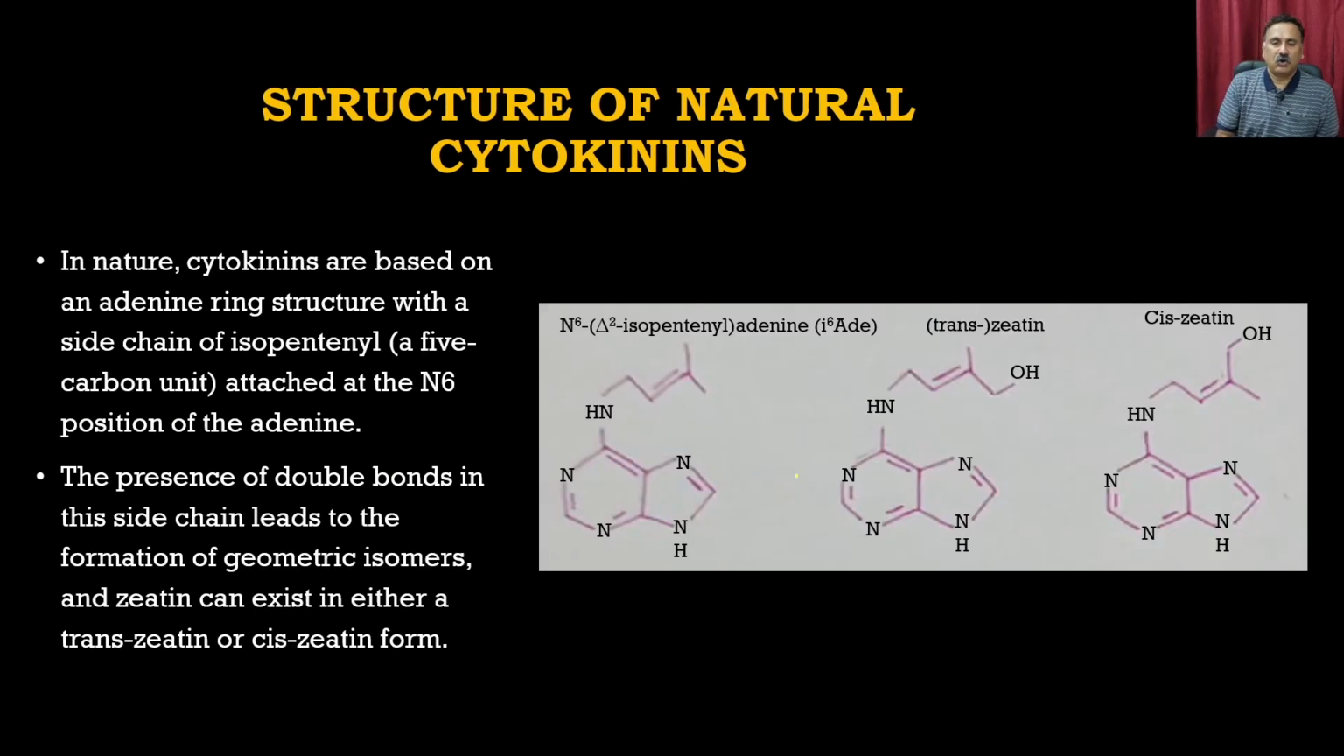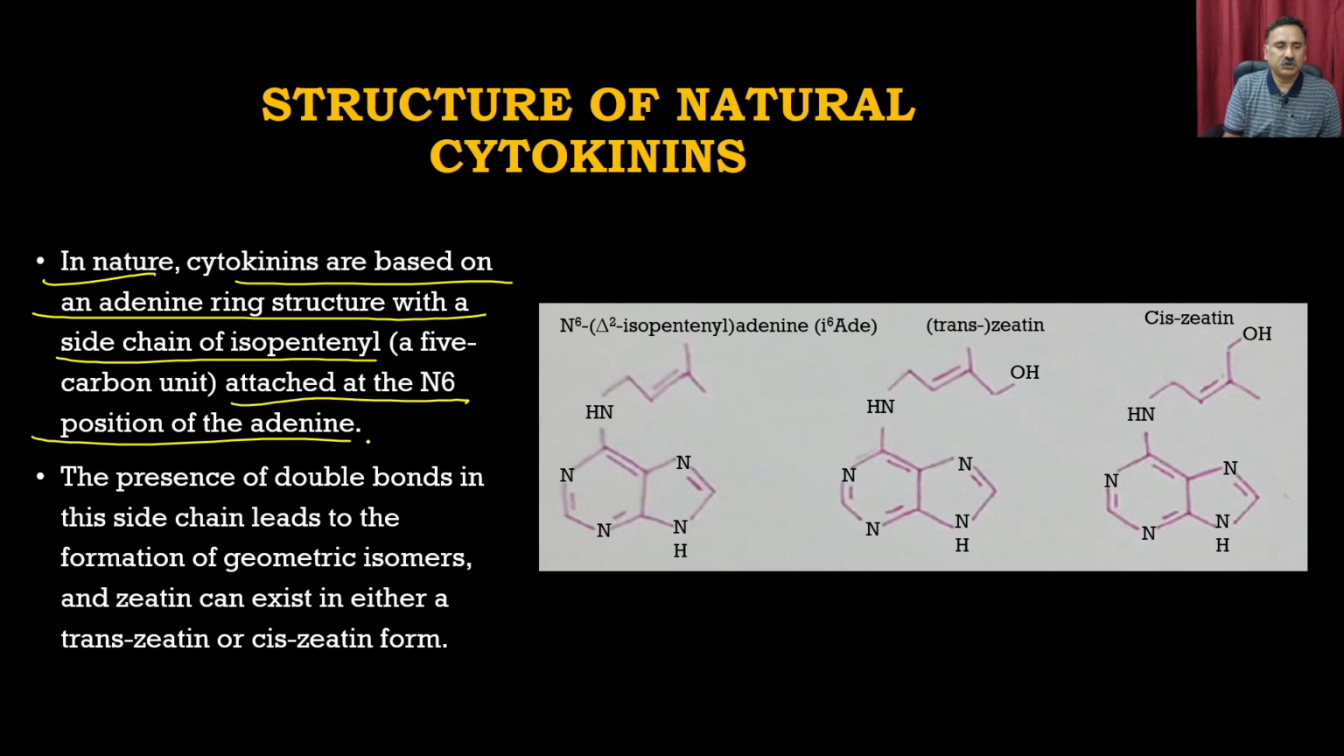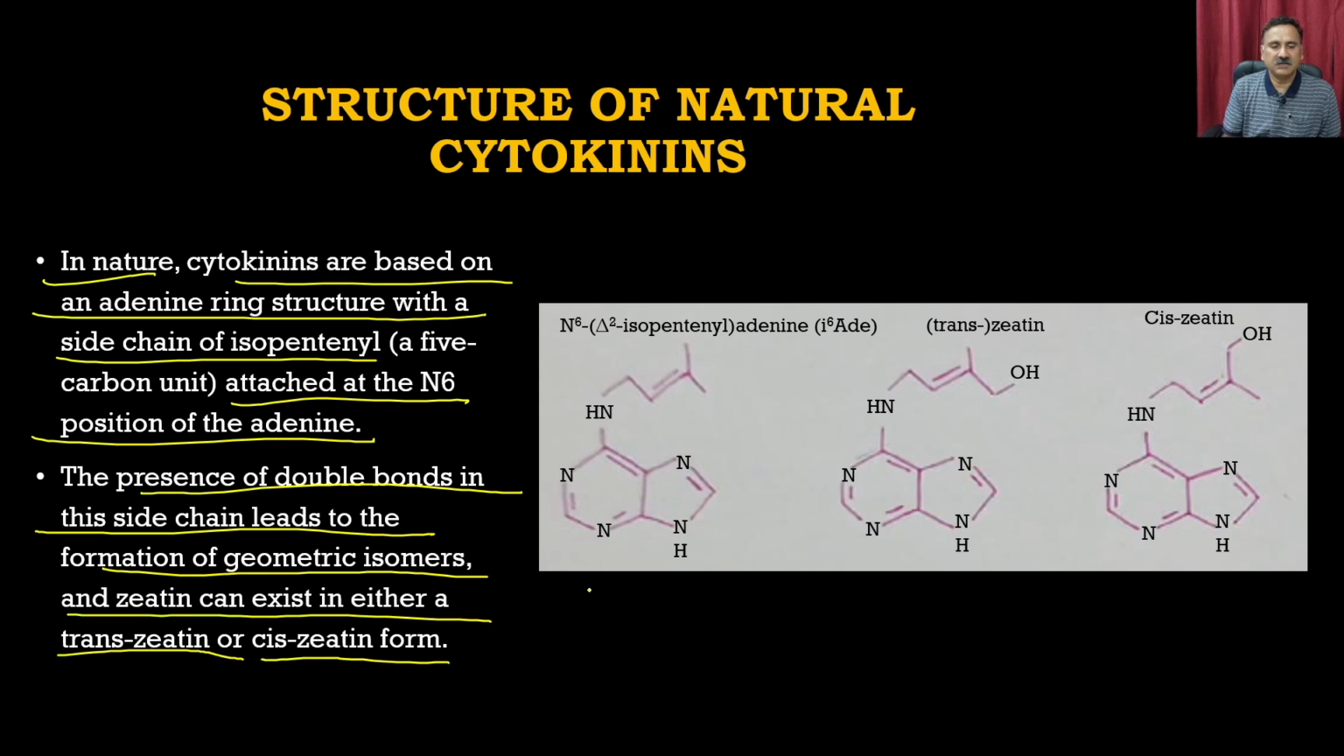This is the structure of the cytokinins. There are different types of cytokinins, right? In nature, cytokinins are based on an adenine ring with a side chain of isopentenyl attached at the N6 position of the adenine. The presence of a double bond in this side chain leads to the formation of geometric isomers, and zeatin can exist either in a trans-zeatin or the cis-zeatin form.